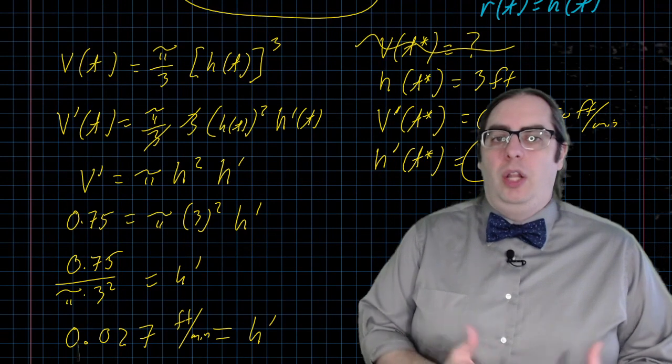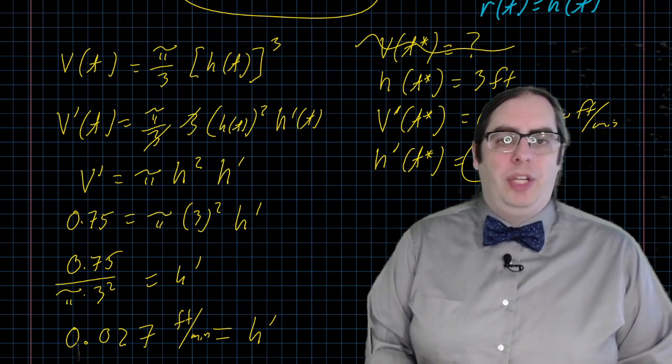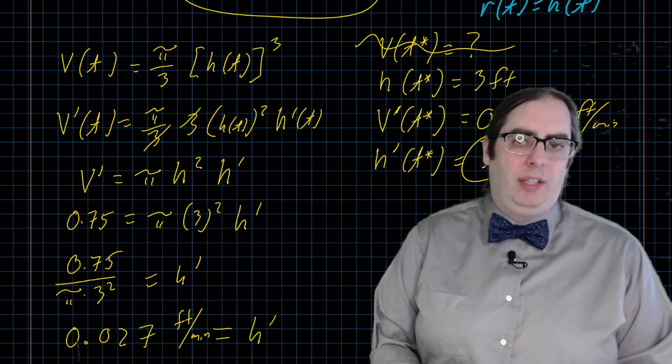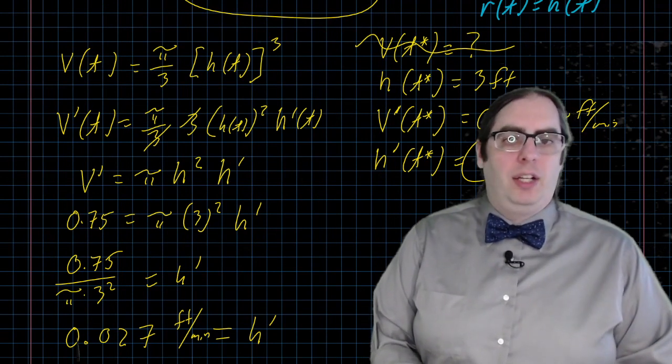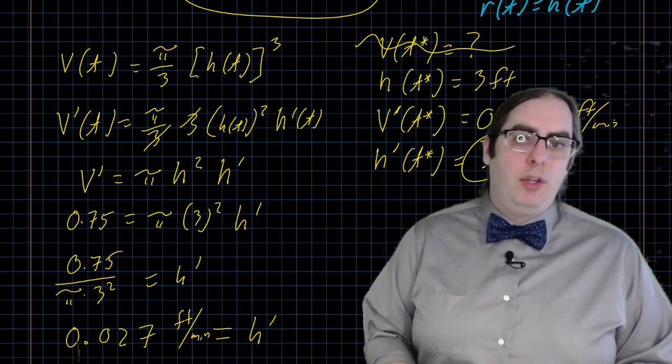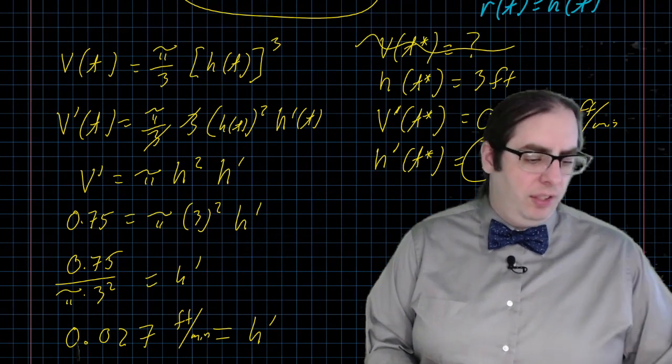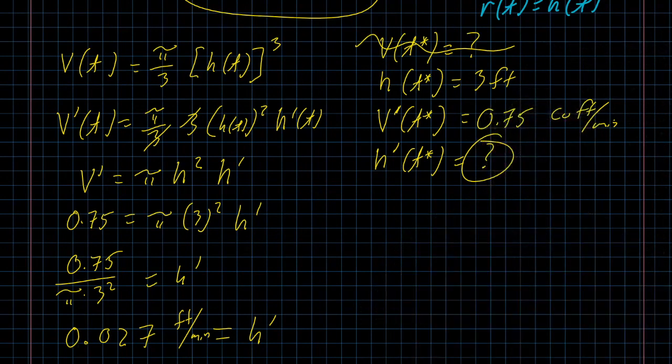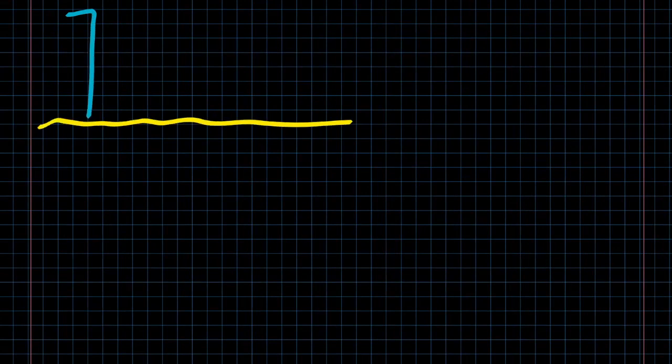Right. The water draining from a conical tank is one of two canonical examples of related rates. Every calculus student does a problem involving water draining from a conical tank. The other problem that every calculus student looks at is the ladder problem. So in this scenario, I have a building. And I have a ladder which is leaning against the side of the building.